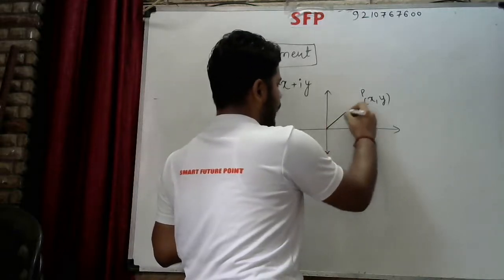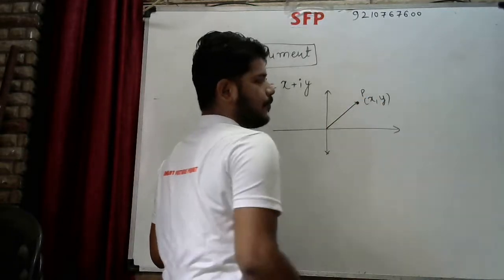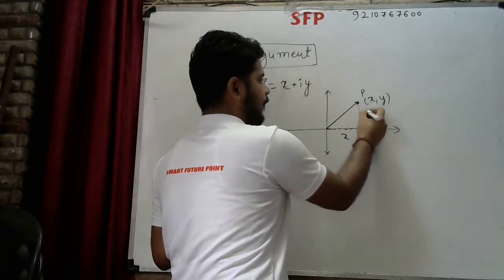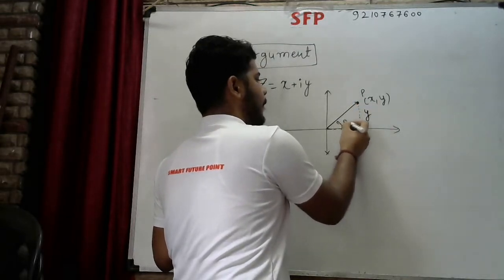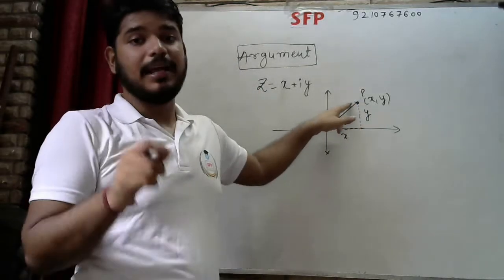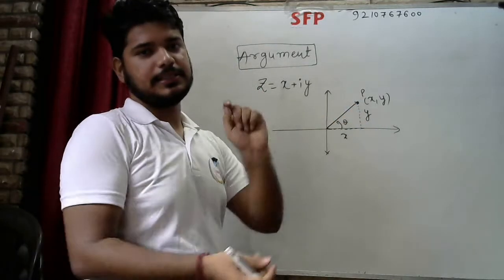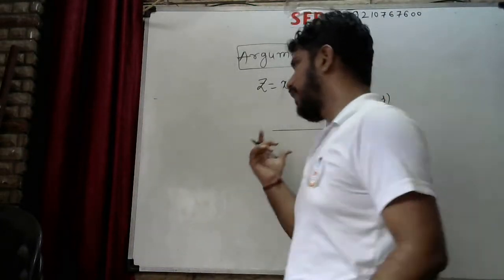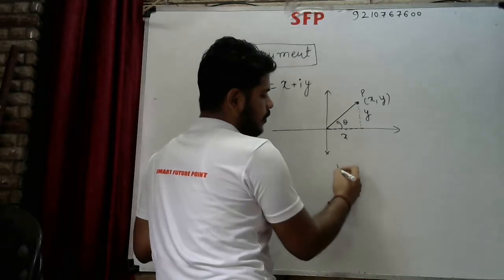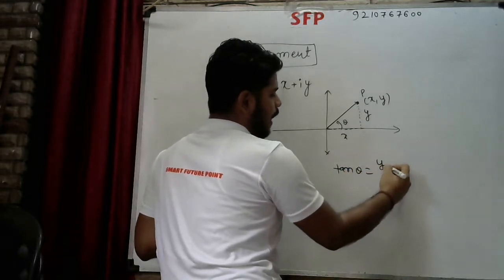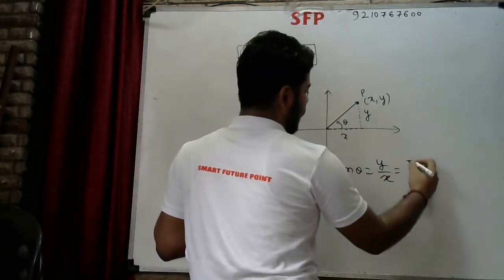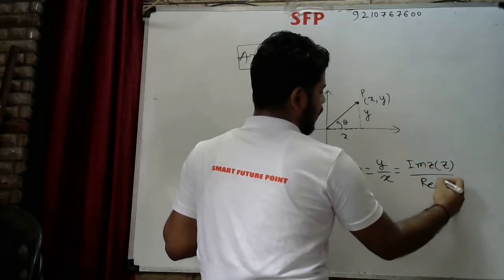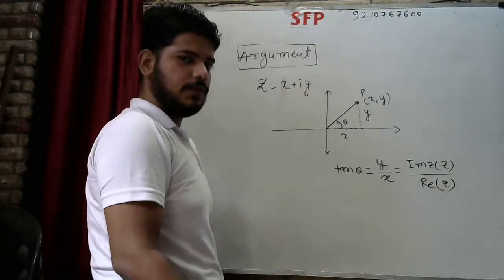It means this is your x, and this part is your y. This line that makes an angle with the positive x-axis is known as the argument. Fine. How can we find the argument in this case? In this case, we know tan theta will be y by x, or we can say imaginary part of z upon real part of z.